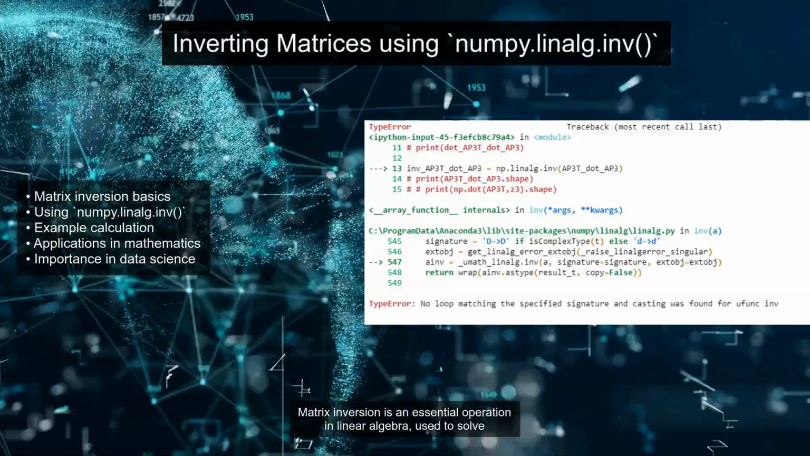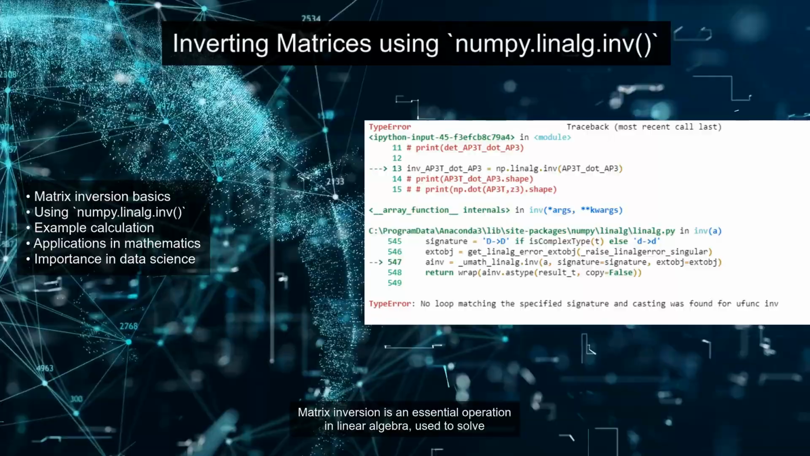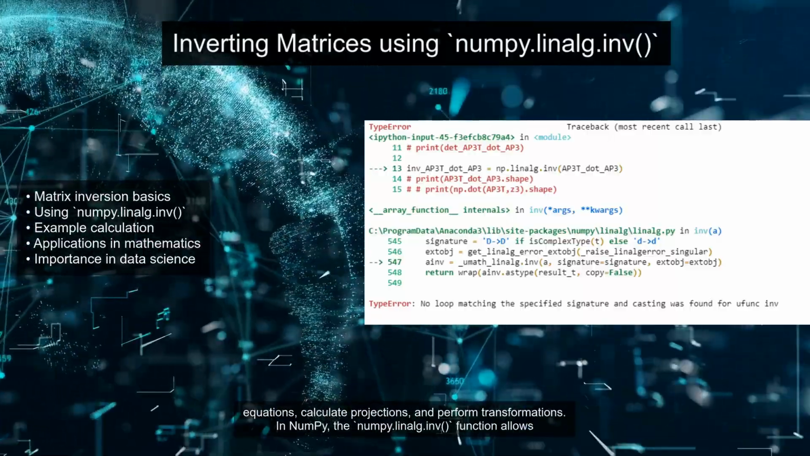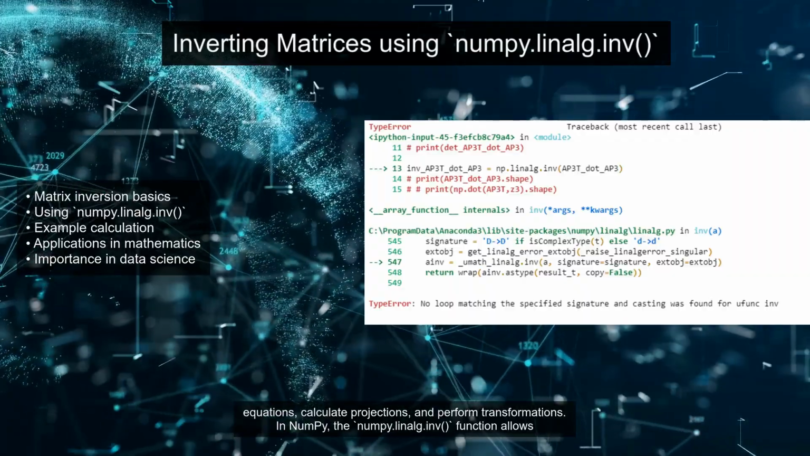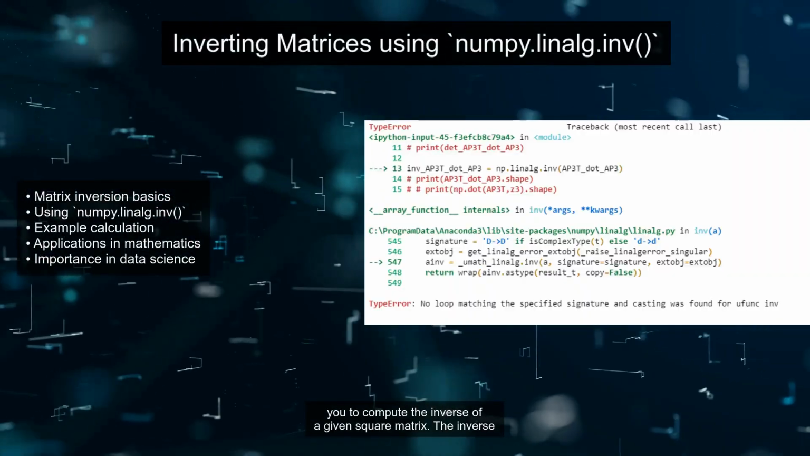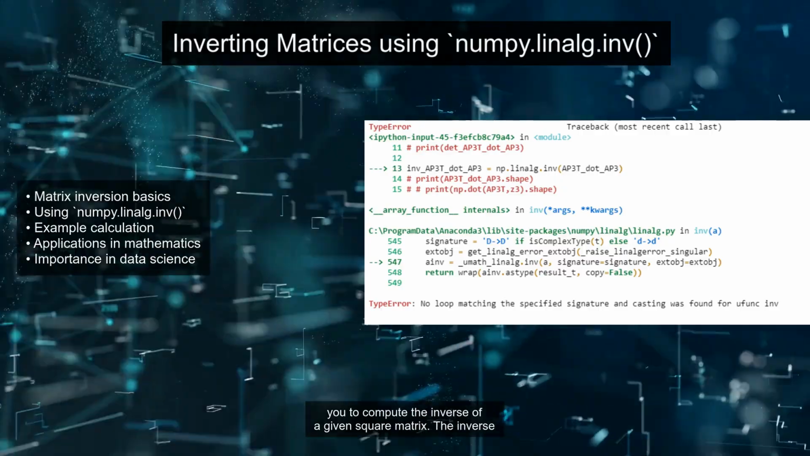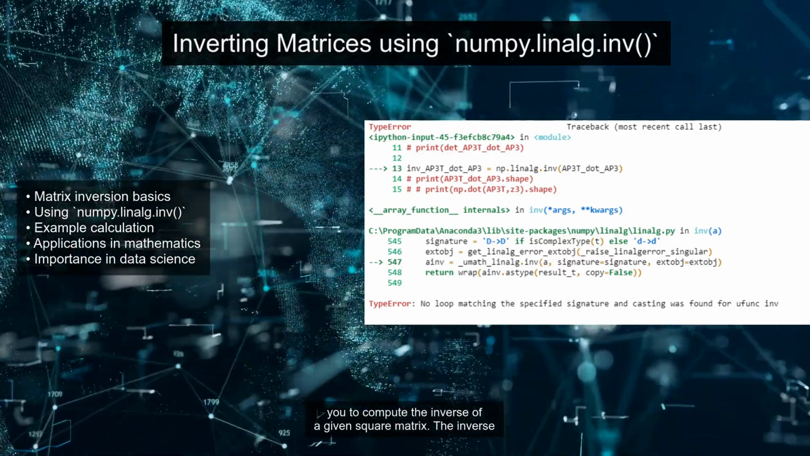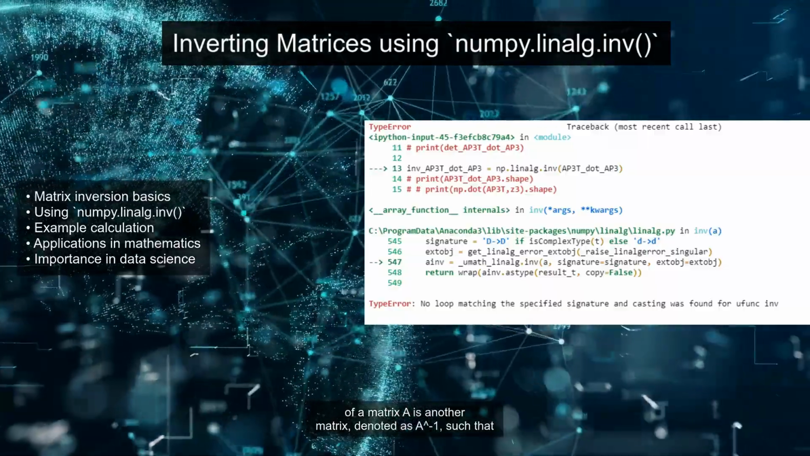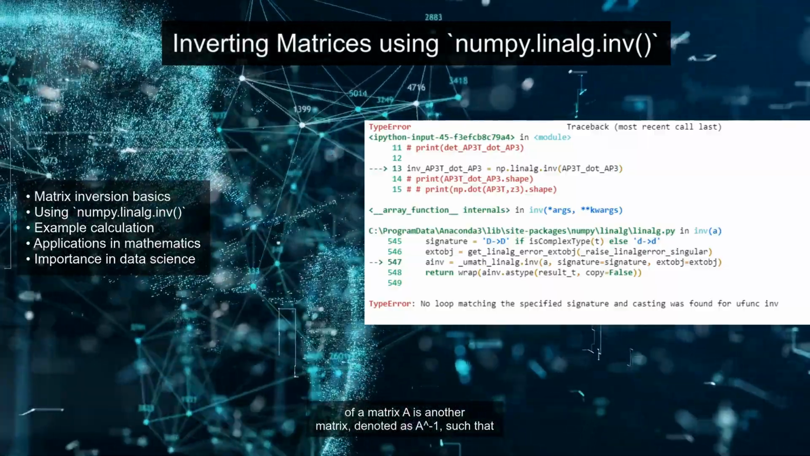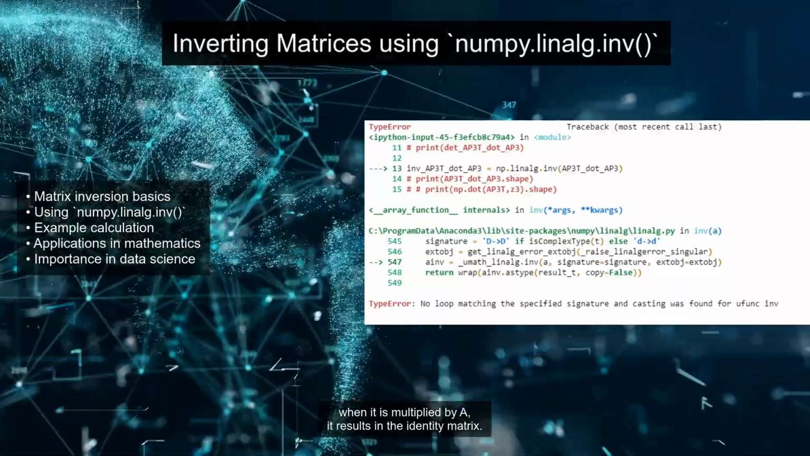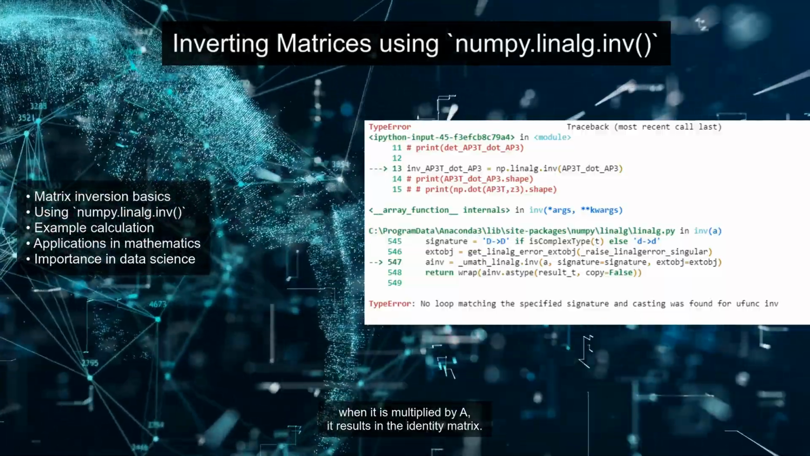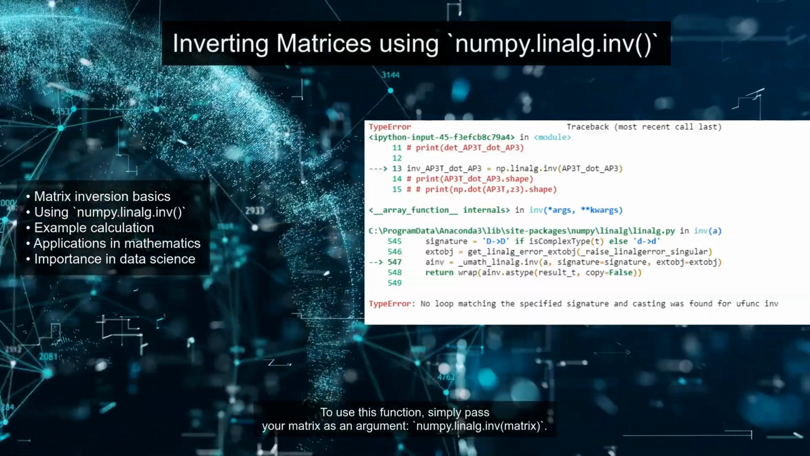Matrix inversion is an essential operation in linear algebra, used to solve equations, calculate projections, and perform transformations. In NumPy, the numpy.linalg.inv function allows you to compute the inverse of a given square matrix. The inverse of a matrix A is another matrix, denoted as A to the power of -1, such that when it is multiplied by A, it results in the identity matrix. To use this function, simply pass your matrix as an argument.